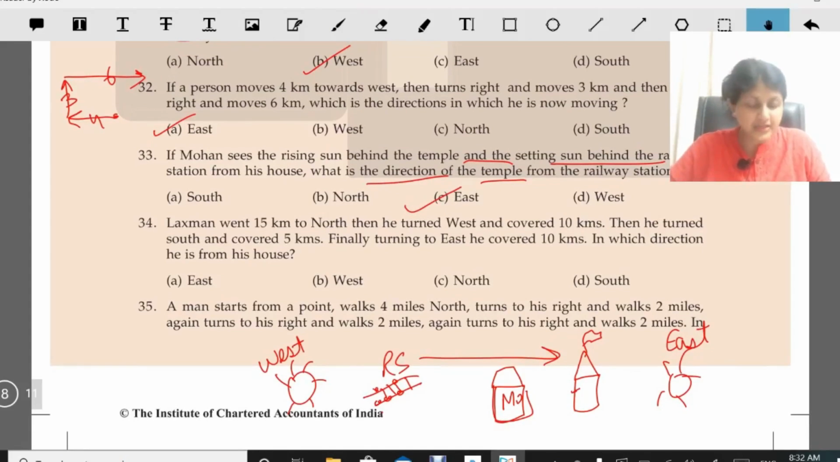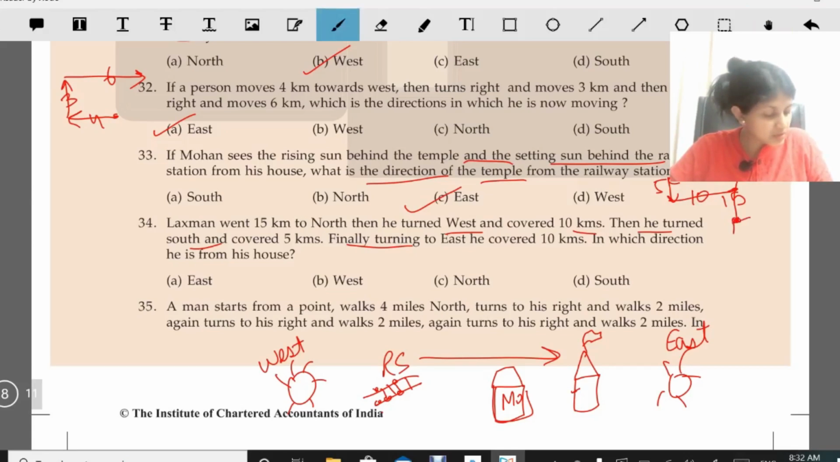Lakshman went 15 kilometers to the north and then turned west and covered 10 kilometers. Then he turned south and covered 5 kilometers. Finally, he turned east and covered 10 kilometers. In which direction is he from his house? Okay, so we are assuming that this was Lakshman's house. So he is in the north direction from his house.